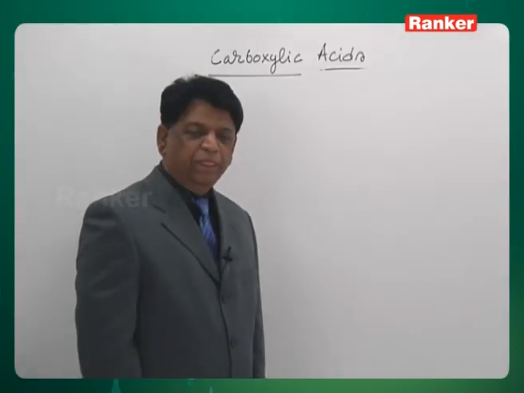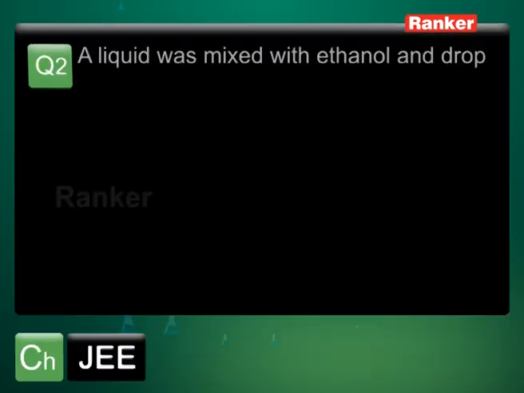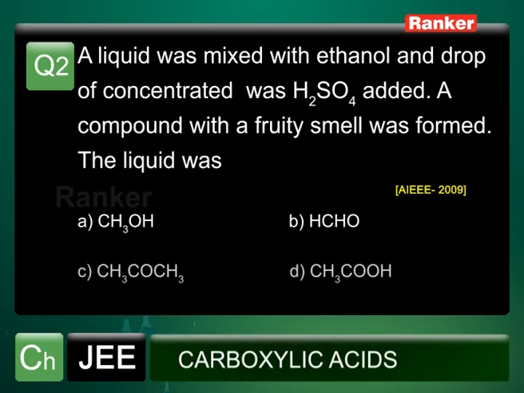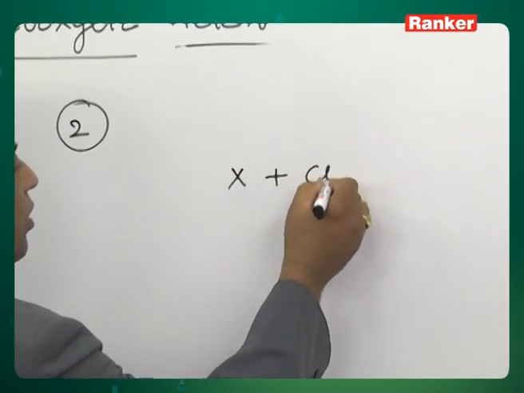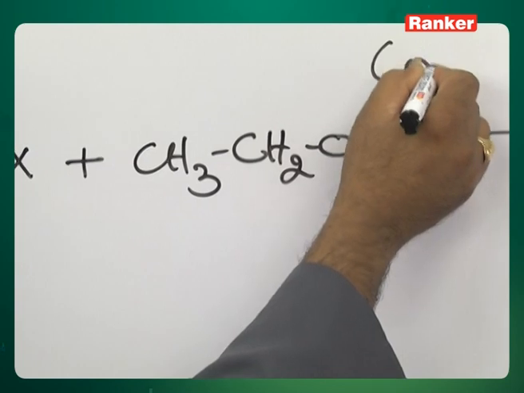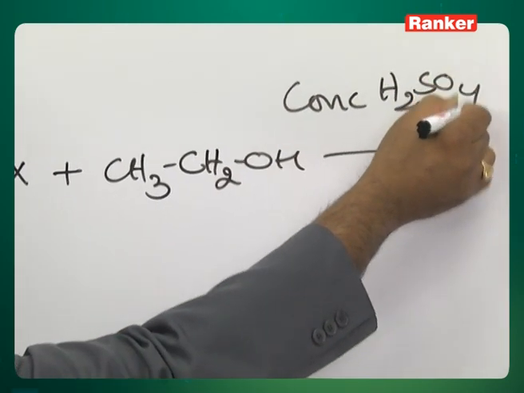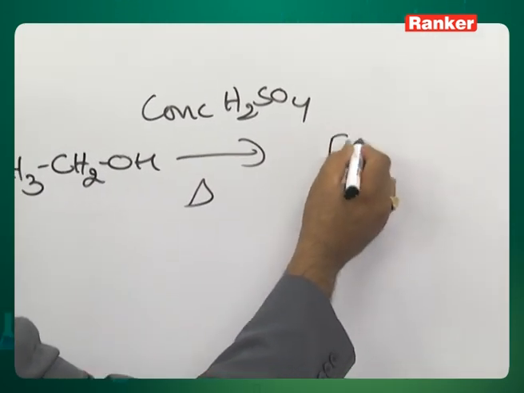Let's go to question number 2, a descriptive question. Question number 2 appeared in 2009. A liquid was mixed with ethanol and a drop of concentrated sulfuric acid was added, and a compound with a fruity smell was formed. The liquid is? So he has taken ethyl alcohol, some compound X, and added ethyl alcohol in the presence of concentrated sulfuric acid. H2SO4 is the catalyst he is using, and then he got a compound which has a fruity odor.